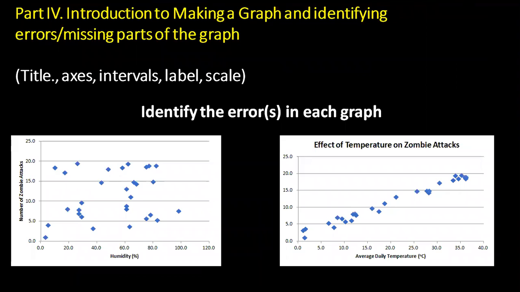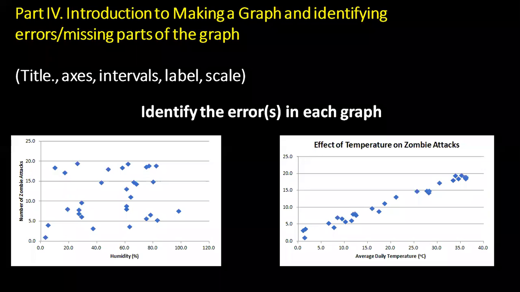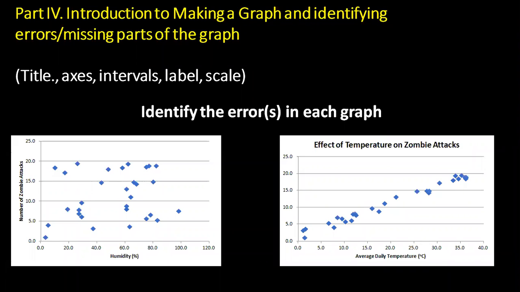The fourth part of the pre-work was an introduction to making a graph, where the students went over the components of a graph, and they also identified errors in pre-constructed graphs like the ones you're seeing on the screen. And they pointed out what was missing or what was wrong. Like the title may be missing, or the scale is off, or maybe the axis is not labeled.